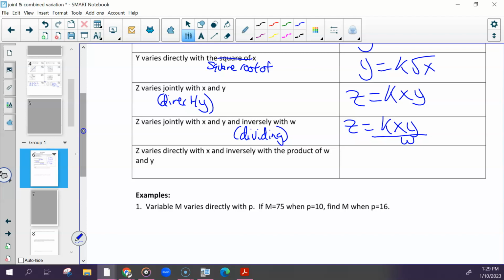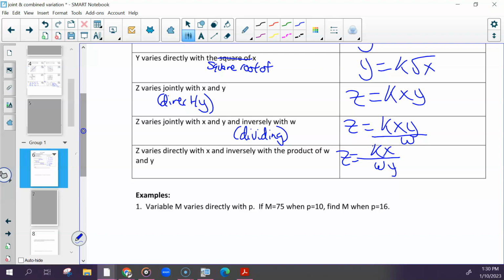Is it x parentheses w y? Not quite, because of the inversely, where you have to divide somewhere. Oh, x divided. Yes, but we're missing z and some other variable. We know y and w are going to be down here. Yes. Equal K. Not Z equals k. Z equals kx, all divided by wy, or yw.